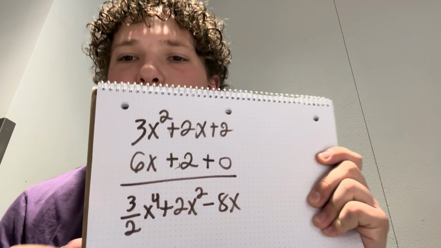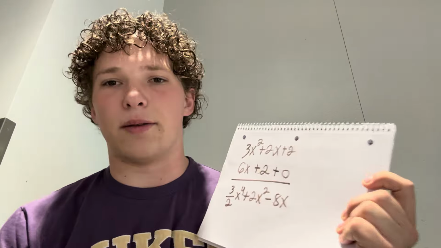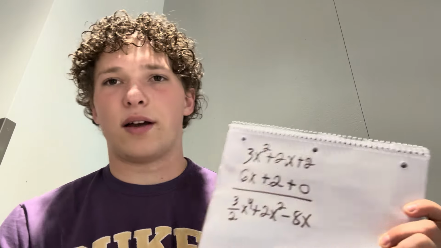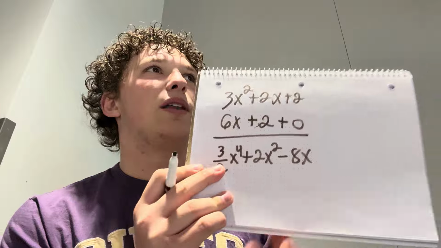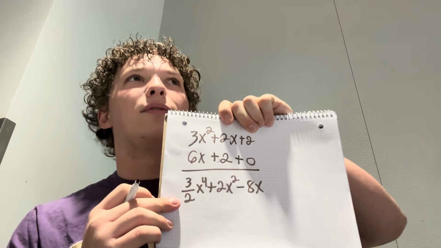So let's go 3 halves x to the 4th plus 2x squared minus 8x. How do we take the derivative of this? Again, bring the exponent down and multiply by the coefficient. So 3 halves times 4. It's actually not that bad. Sorry, I'm moving slow right now. That is not how you do it. 4 times 3 halves is going to be 6. Not 6 halves, just 6.